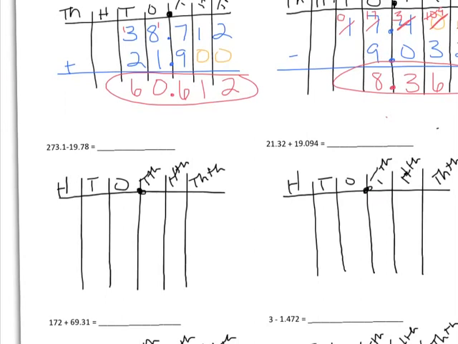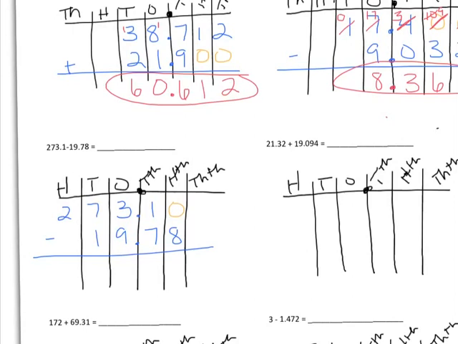For my next problem, I want to take 273 and 1 tenth minus 19 and 78 hundredths. Again, I need to get a 0 because I have a place value and I just need a number for that.